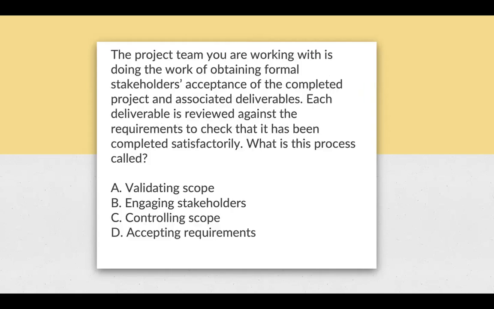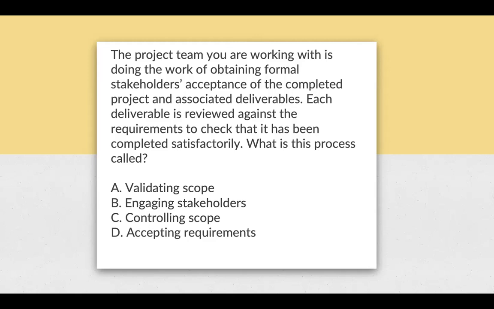Okay, next question. The project team you are working with is doing the work of obtaining formal stakeholder acceptance of the completed project and associated deliverables. Each deliverable is reviewed against the requirements to check that it has been completed satisfactorily. What is the process called? The first option is validating scope, second is engaging stakeholders, C controlling scope, and D accepting requirements. Let's take a pause for 5 seconds.